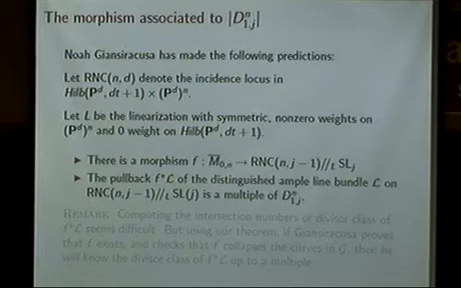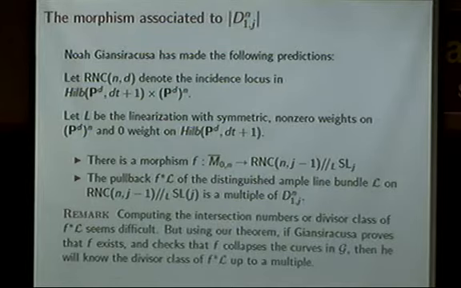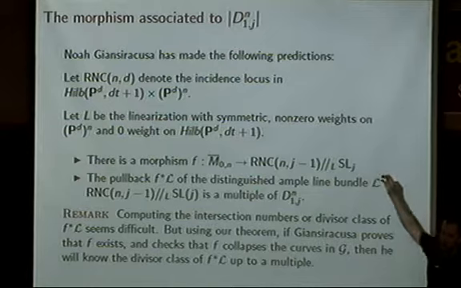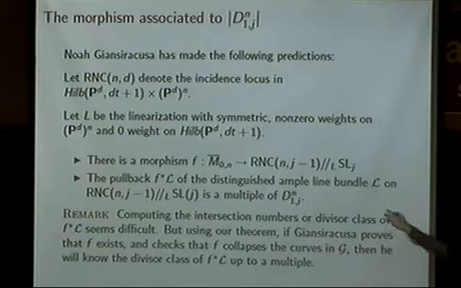Let me just point out, it seems to me that if you were to just start with this GIT quotient and try to compute the class of this pullback on M0 n bar, I think that would be pretty hard. Alexeev and I managed to do it in the case of SL2, but even for SL3, Noah still hasn't managed to do this.